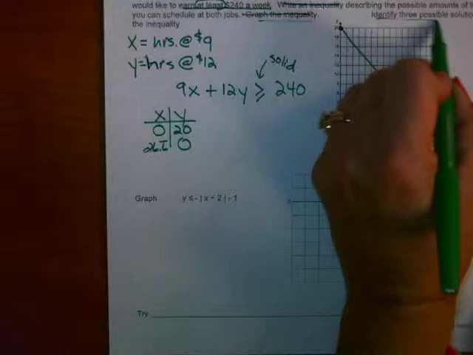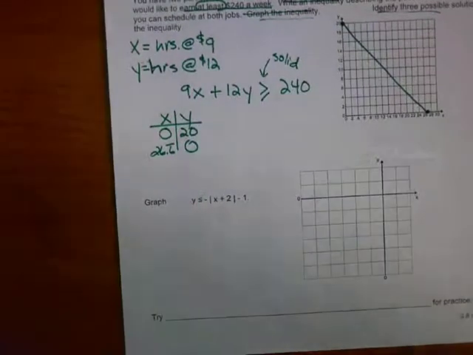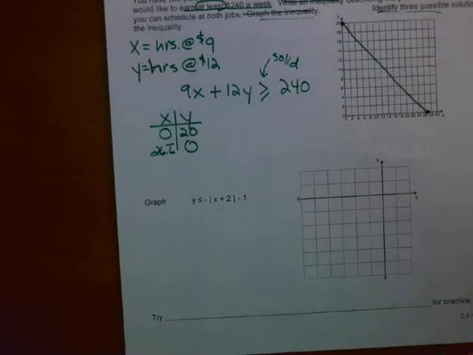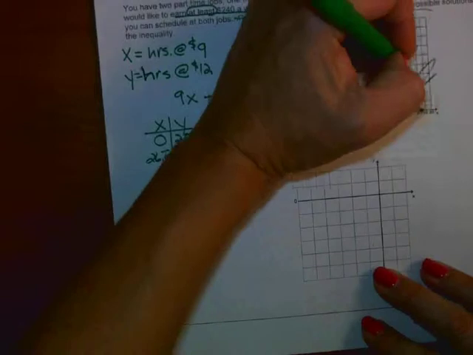What's the last thing we have to do? Identify 3 possible, oh no, we got a graph. We really don't have to do any work. Can you work 0 hours and make any money? No. So you got to shade up here.